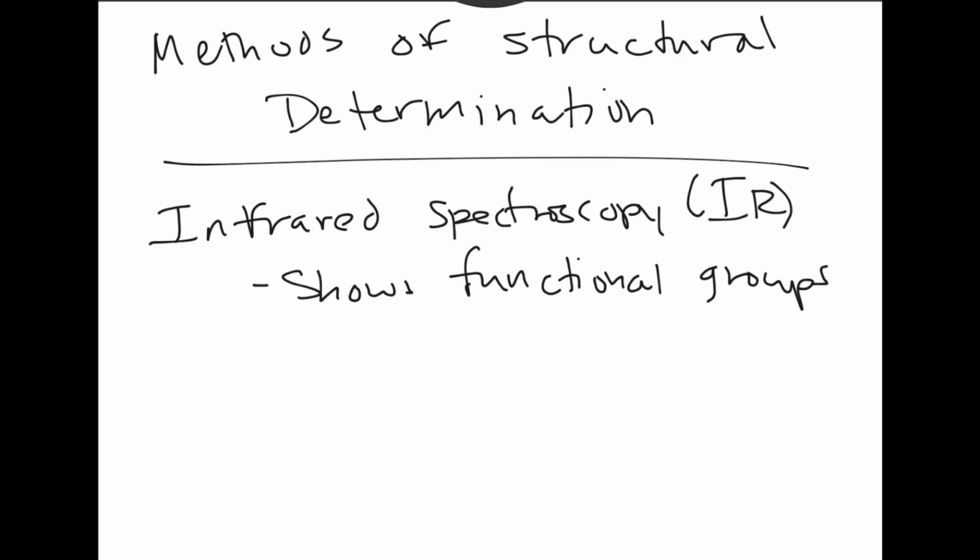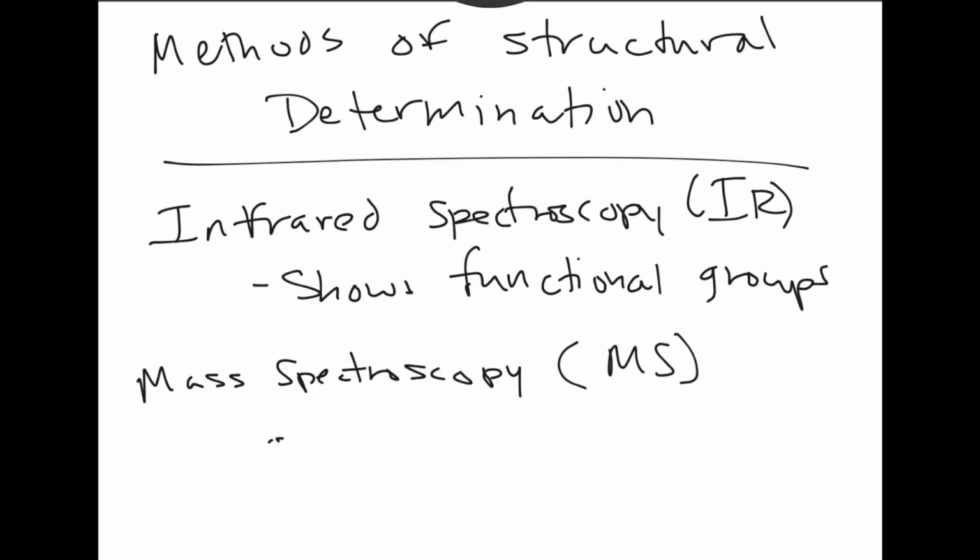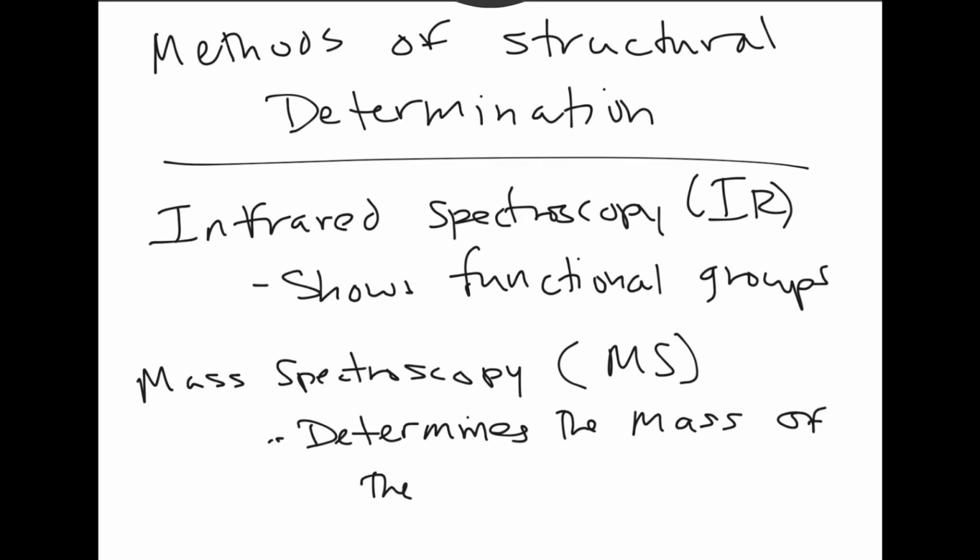Another way that we can help determine our structure is mass spectroscopy, which is MS. It determines the mass of the compound. Depending on the technique that you use, it can just give you the mass of the entire molecule. So a lot of times for biological molecules or peptides, we use mass spec and it will tell us the mass of that peptide, the whole thing.